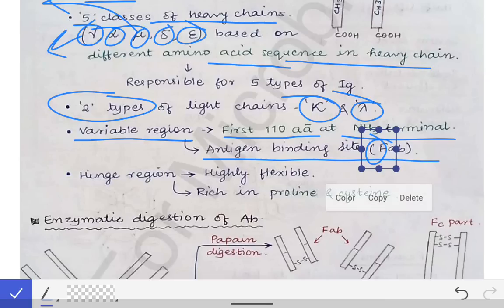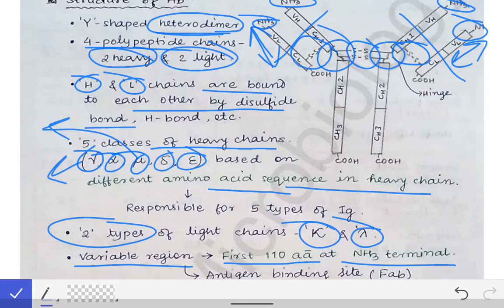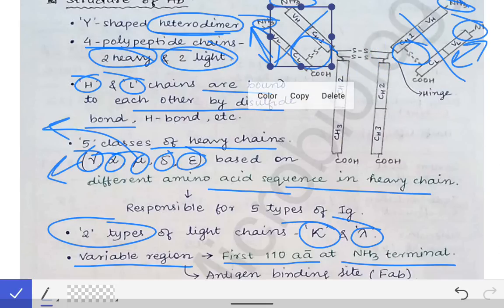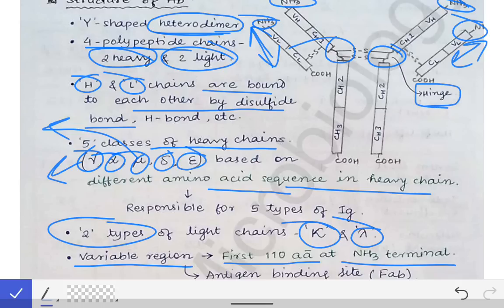Okay, now come to the hinge region. What is the hinge region? The hinge region is the junction region. This area is called the hinge region. Let me clear it so that you can understand it better. So this area is called the hinge region. See here, I have written it also, this area is called the hinge region.